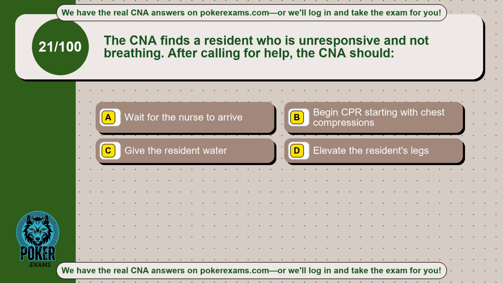Question 21. The CNA finds a resident who is unresponsive and not breathing. After calling for help, the CNA should: Option A. Wait for the nurse to arrive. Option B. Begin CPR starting with chest compressions. Option C. Give the resident water. Option D. Elevate the resident's legs.